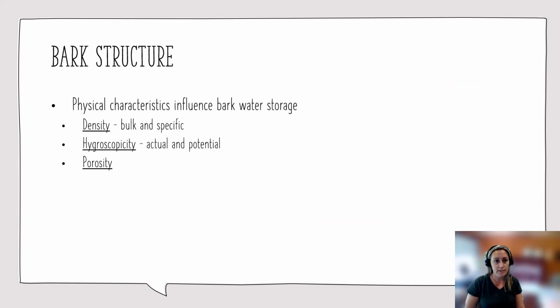Bark structure varies as a function of tree species and along the tree stem. Structural characteristics can include bulk and specific density, actual hygroscopicity, potential hygroscopicity, which is hygroscopicity measured on ground bark samples to remove any influence of macrostructural characteristics, and also porosity.